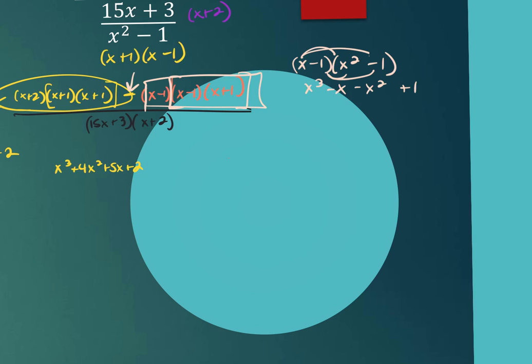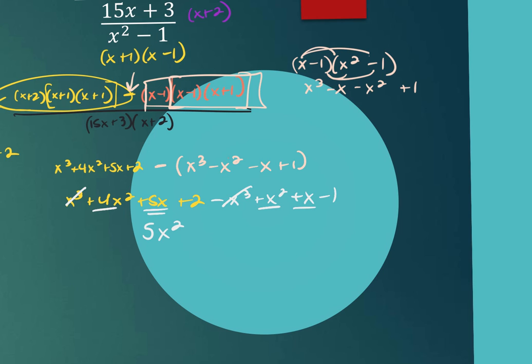Now there's a minus here, so I'm going to keep it there to remind myself to distribute that negative. So my numerator I'm going to rewrite again as x to the third plus 4x squared plus 5x plus 2 minus x to the third plus x squared plus x minus 1. That's the numerator. The x to the thirds are going to cancel. 4x squared and x squared would be 5x squared. 5x and x are 6x. And positive 2 and negative 1 would be positive 1.